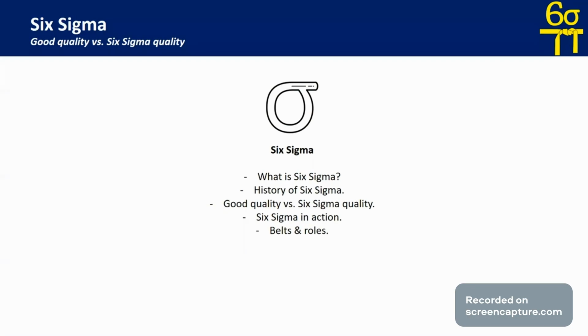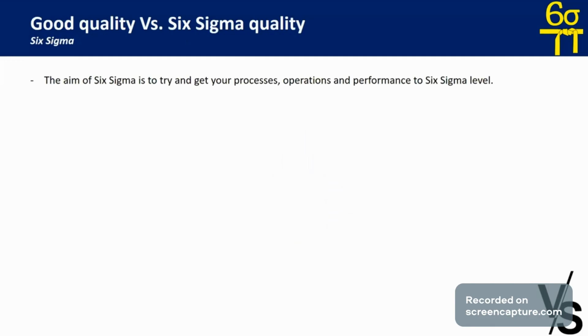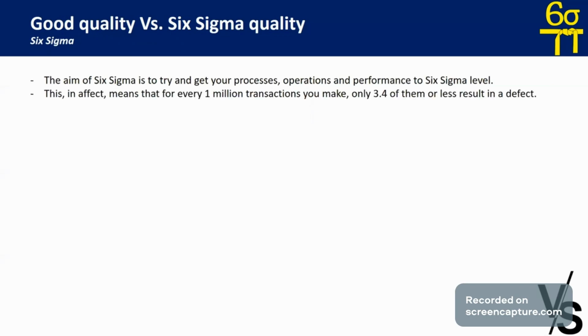As part of understanding Six Sigma further, it's a really good idea to think about good quality versus Six Sigma quality. When we talk about good quality, we're talking about quality in terms of what most organizations would strive to achieve. The aim of Six Sigma is to try and get your processes, operations, and performance to Six Sigma level. Now, this is nearly impossible to actually do. It's a very, very hard task to achieve. Some industries do achieve this, but very few. So the aim really is to try and get as close to Six Sigma level as possible.